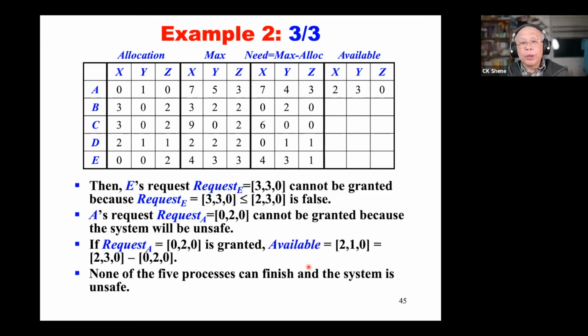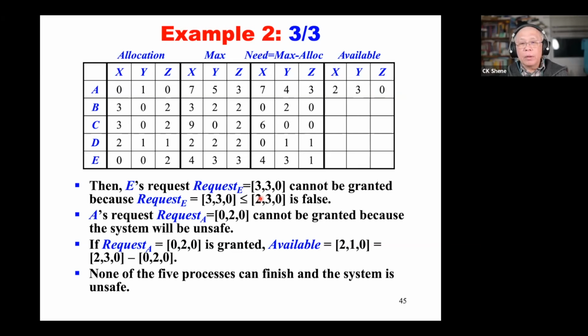Now, return to the results. Suppose E makes a request 3, 3, 0. Now, because the system currently has 2, 3, 0, look at this table. So E's request cannot be satisfied because 3 is larger than 2. Therefore, E must be blocked.